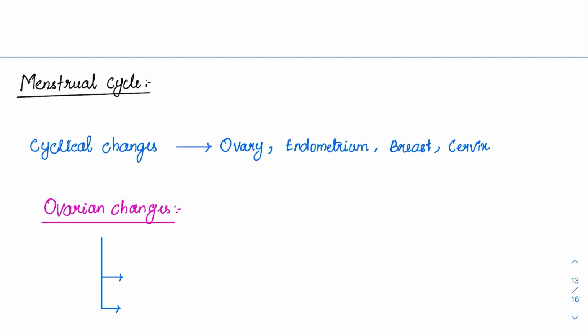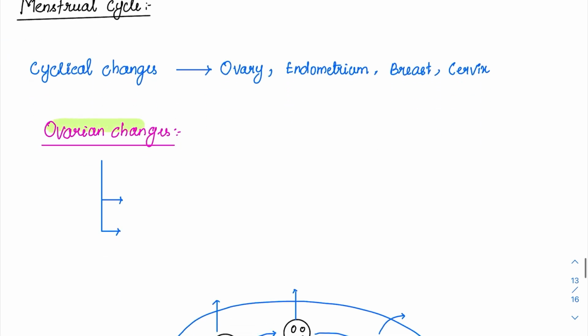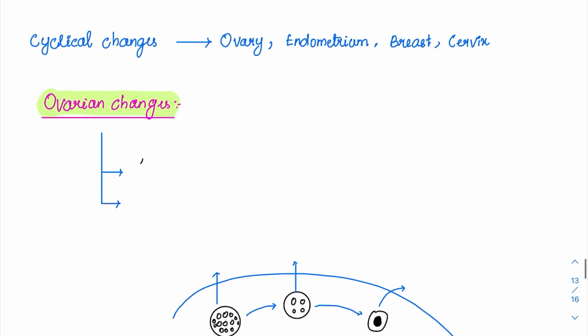So coming to the ovarian changes, what happens in the ovarian changes? First thing that happens is the follicular development. There are two phases called the follicular phase and the second phase is called the luteal phase.